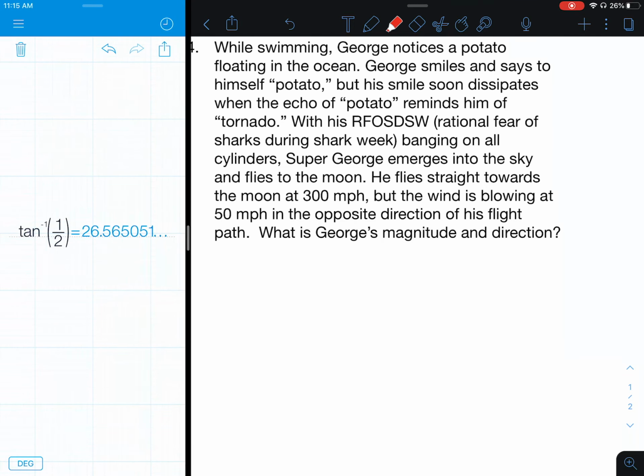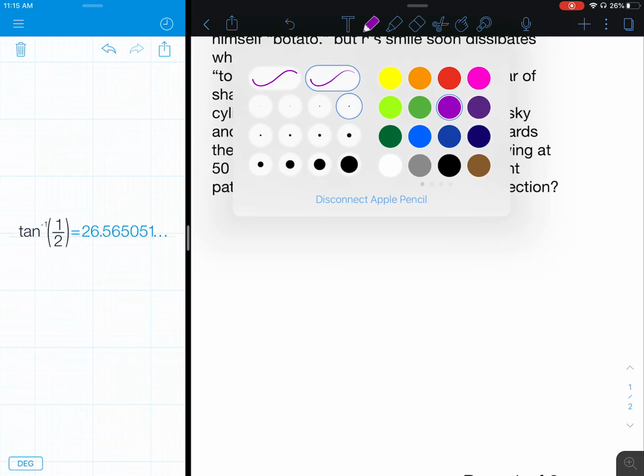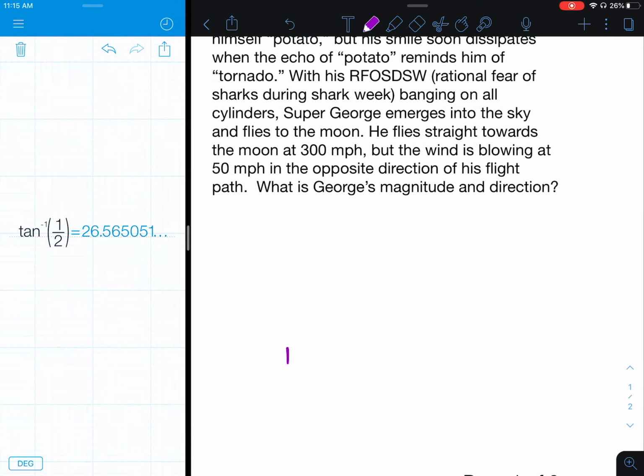He flies straight towards the moon at 300 miles per hour, but the wind is blowing at 50 miles per hour in the opposite direction of his flight path. What is George's magnitude and direction? Well, the direction is going to be simple. So George is flying towards the moon with a vector of 300 miles per hour. And then we have the wind in the opposite direction at 50 miles per hour. As far as components go, these only have y components. There's no triangle that we can draw from this.